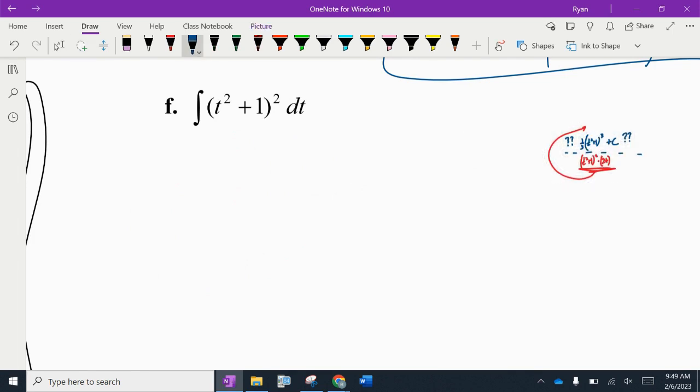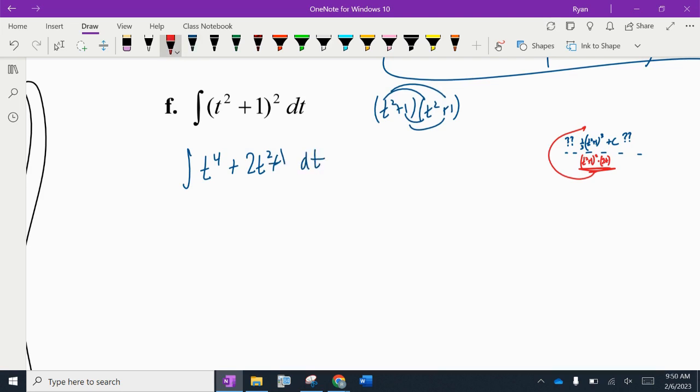t squared plus 1, squared. Doesn't that mean t squared plus 1 times t squared plus 1? Is that too bad to multiply out? Like if this was to the 12th power, I would not want to multiply that at all. But t squared plus 1 times itself, wouldn't that give us t to the 4th, plus what else? There's plus 2t squared, plus what else? Plus 1 dt. So now we're going to integrate piece by piece by piece.